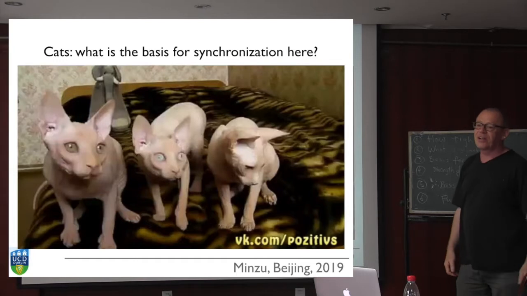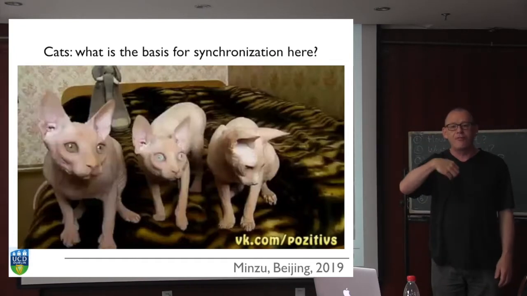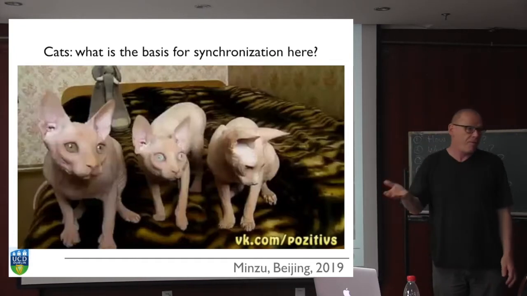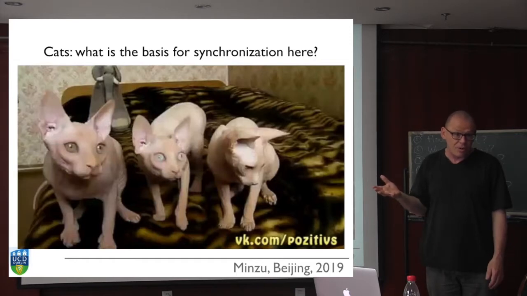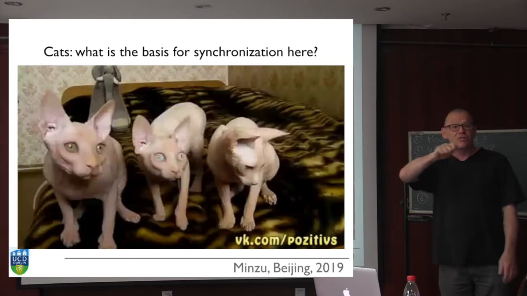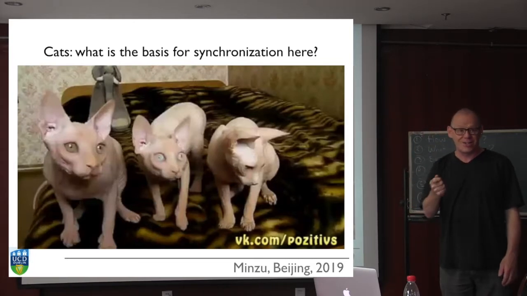What's the basis for the synchronization? Well, they're looking at a common focus. They're looking at a common thing. That's different from the synchronized swimmers. They were not looking at anything in particular. Presumably there's a person directing them, so they're being controlled by an external puppeteer.